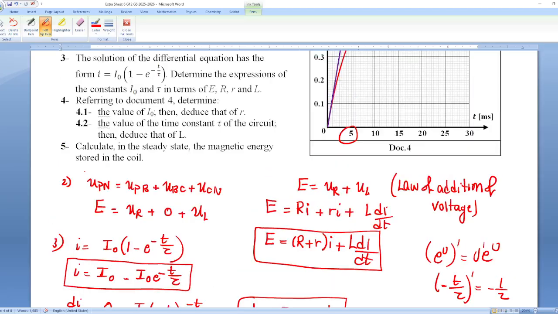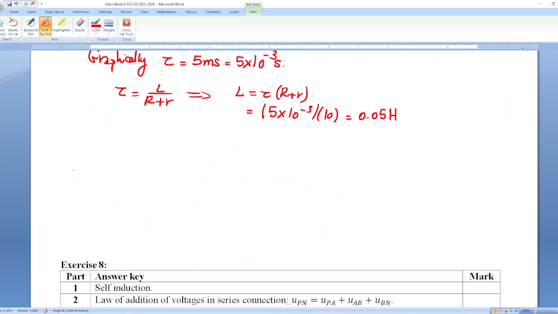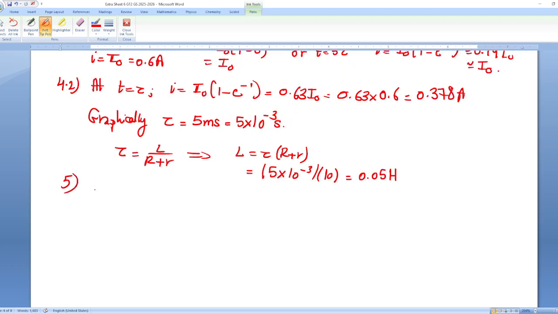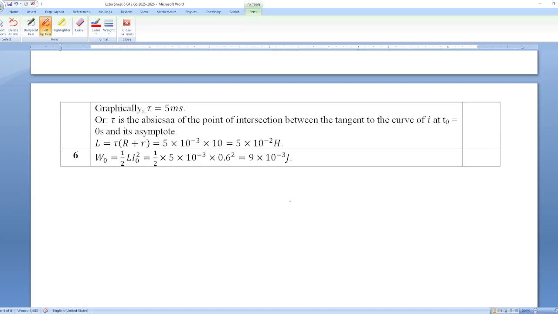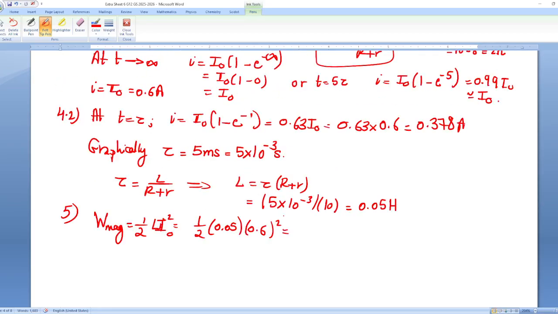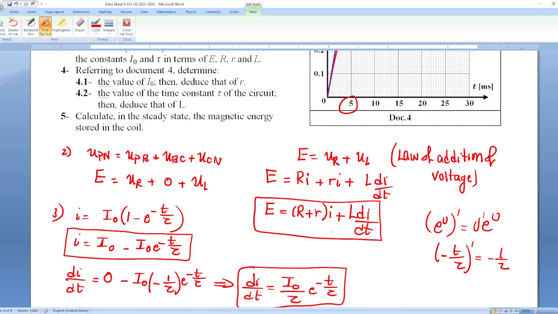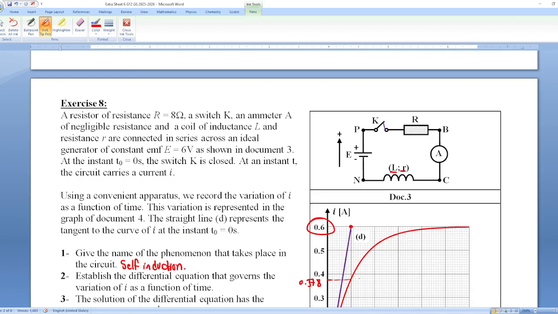Last part: calculate, in the steady state, the magnetic energy stored in the coil. Simply we apply the rule W magnetic equals half L i squared, equals half times 0.05 times I0 squared, since it's the steady state. 0.6 squared gives 9 times 10 to the power minus 3 joules. And that's it for exercise 8, extra sheet 6 GS.